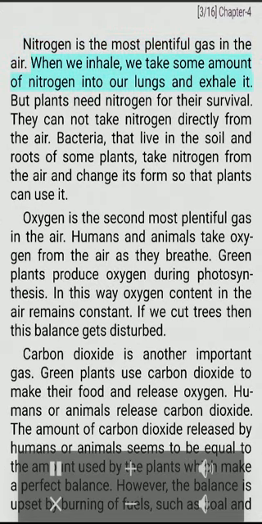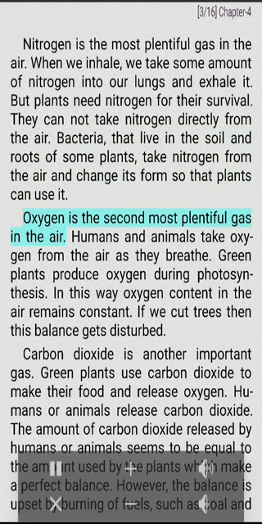Nitrogen is the most plentiful gas in the air. When we inhale, we take some amount of nitrogen into our lungs and exhale it. But plants need nitrogen for their survival. They cannot take nitrogen directly from the air. Bacteria, that live in the soil and roots of some plants, take nitrogen from the air and change its form so that plants can use it.